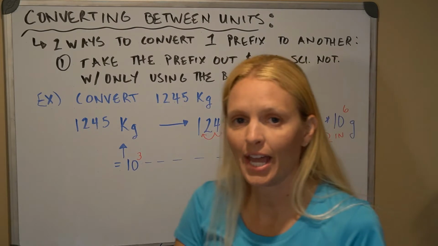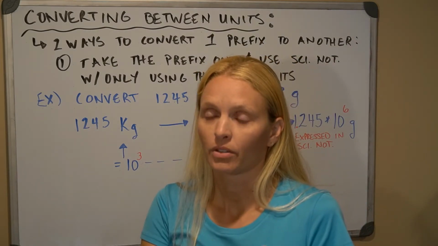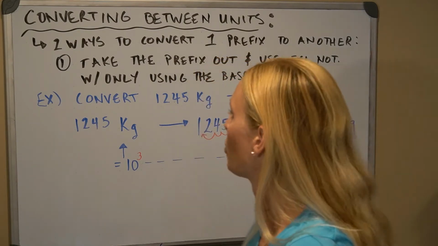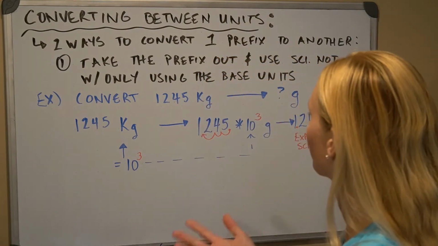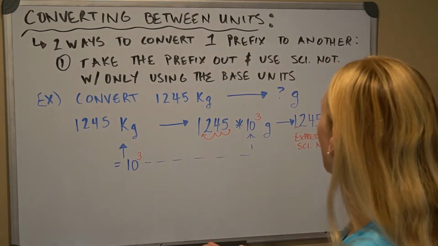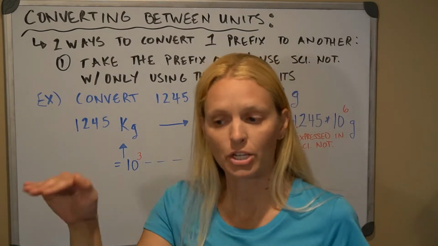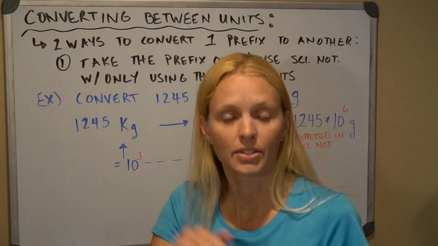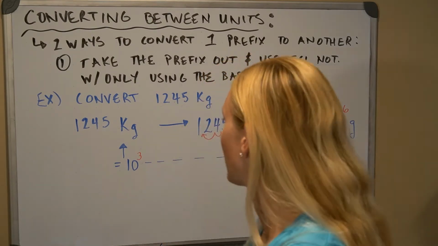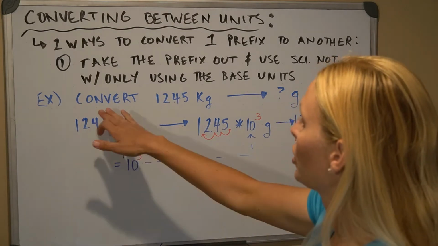Okay, so you have to have the prefix table memorized for all of those units and what they correlate to in terms of numbers. Okay, so you have to have that table memorized. So we can take the prefix out and just use scientific notation only using the base unit. So that's like the middle of the table, either seconds, grams, things like that, liters. Okay, so we're taking a look at this first example here.